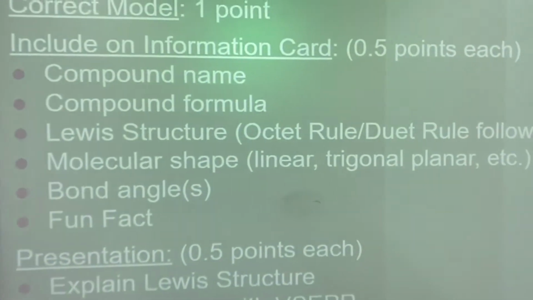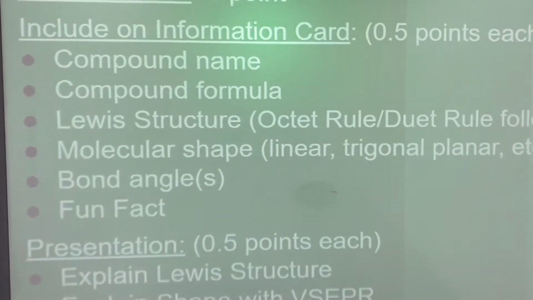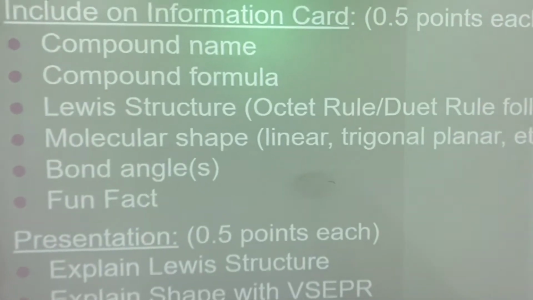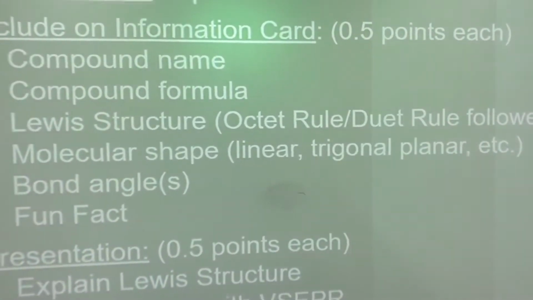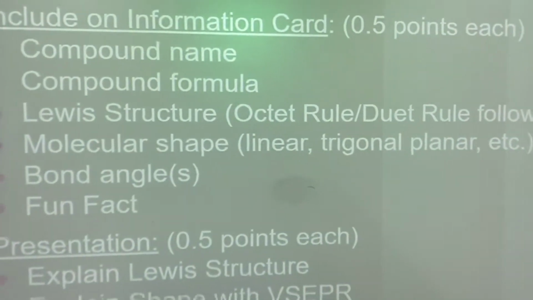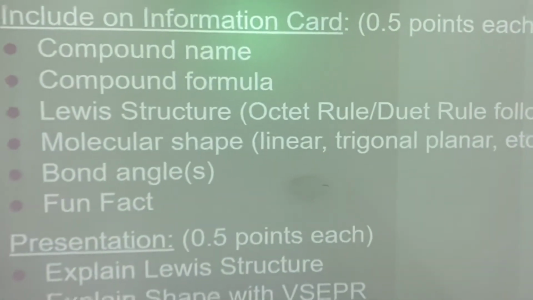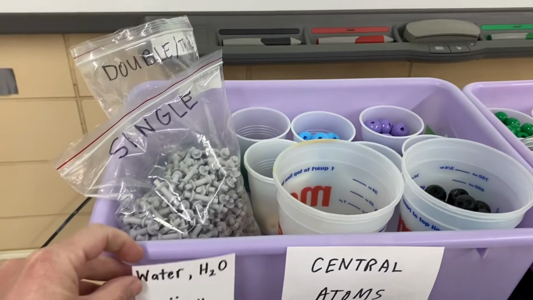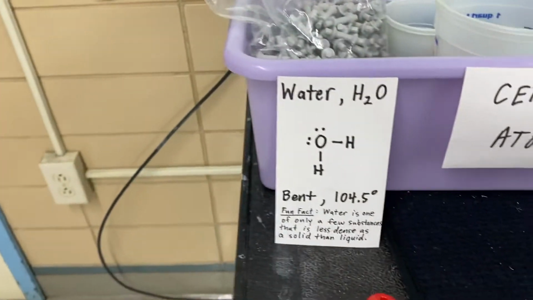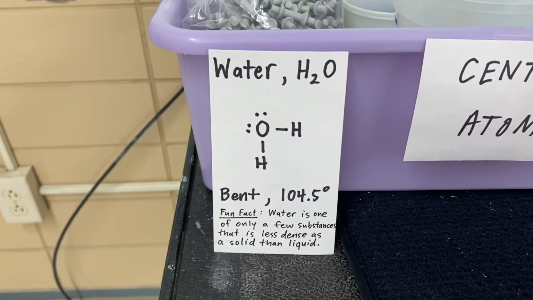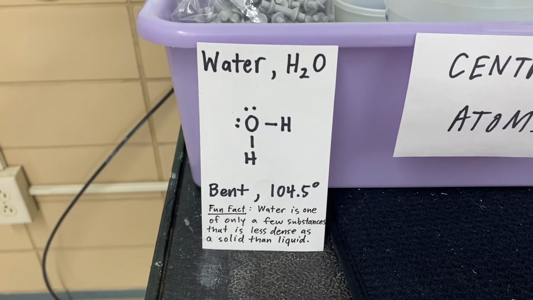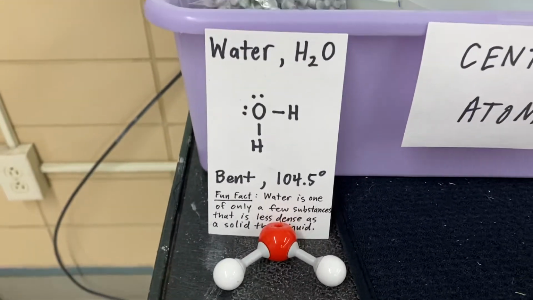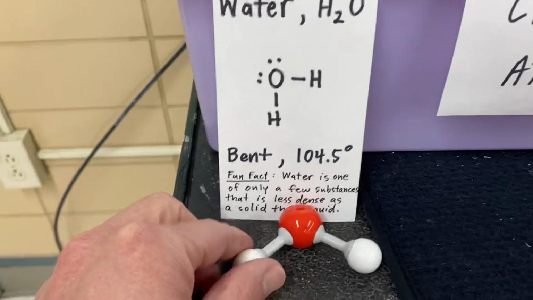So for your particular assigned molecule, you're going to need the compound name, the compound formula, the Lewis structure that should follow the octet rule and the duet rule, the name of the molecular shape, the bond angle, and then some sort of fun fact. So you will make an information card for your assigned compound that will look something like this. I've done one for water. I've got all the information clearly displayed, and then my water molecule model is going to look like this.